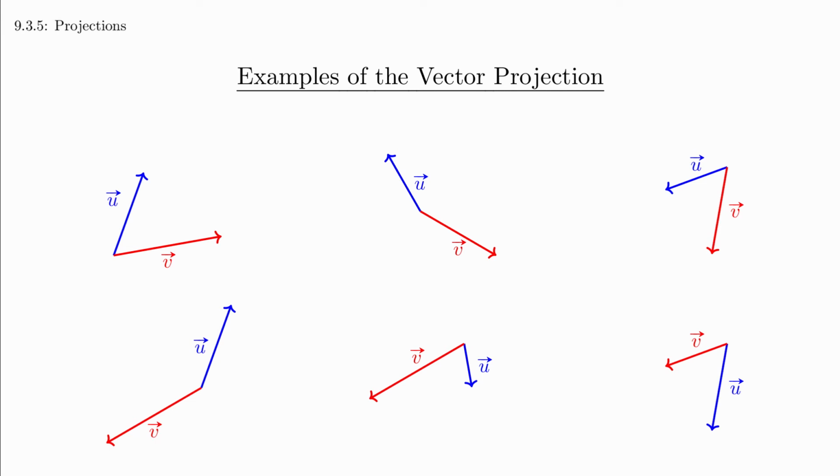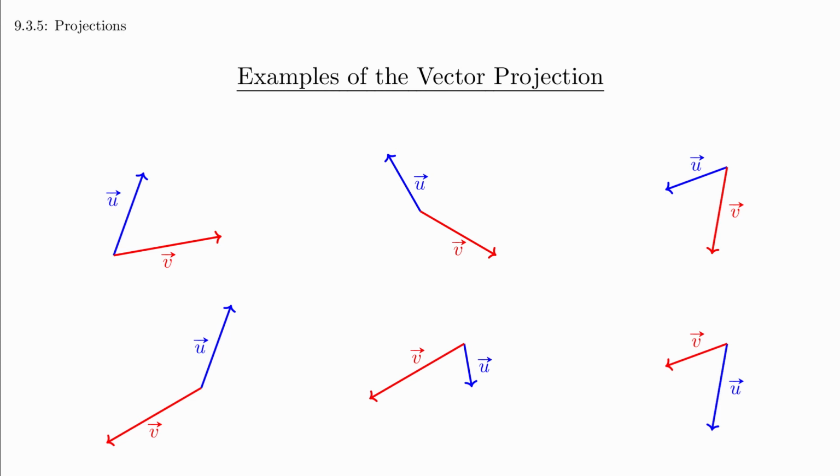You should pause the video and see if you can visualize how to construct the projection of u onto v for each pair. In each of these cases, you're starting off with step 1 already done for you. Extend the vector v into a line, find the correct perpendicular, and use the intersection point to create the projection.